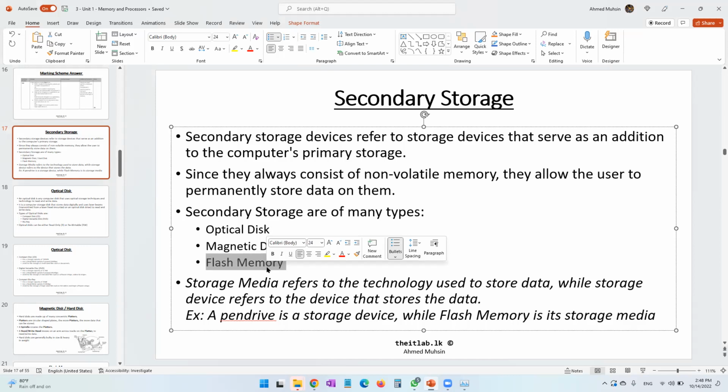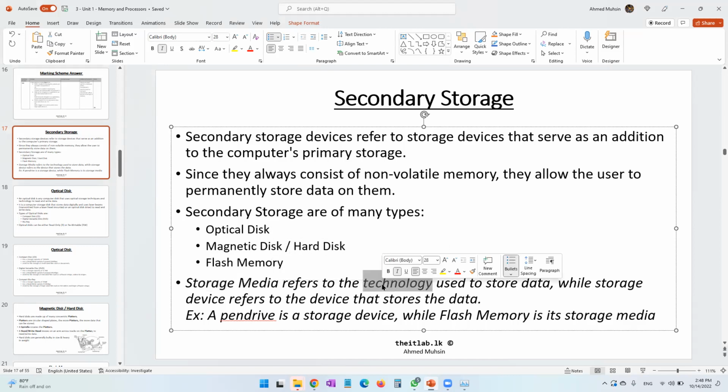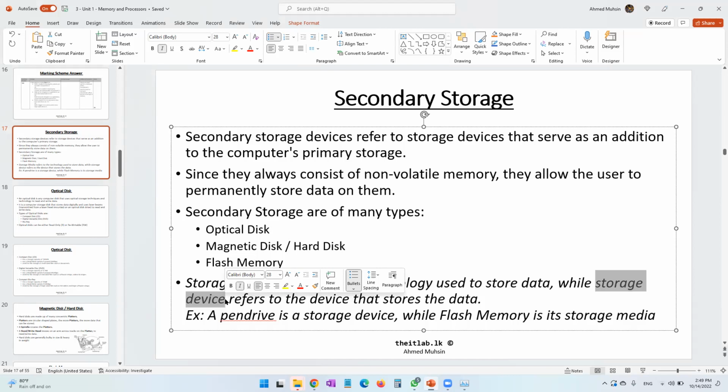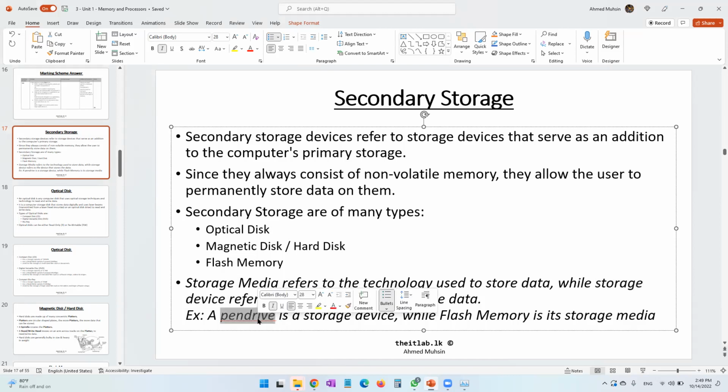Now there is an important part as well. Storage media: when I say storage media, I'm referring to the technology that is used to store data. Is it clear? Now we also have another word, which is storage device. When I say storage device, I'm referring to the device that stores the data. So for example, a pen drive is a storage device.